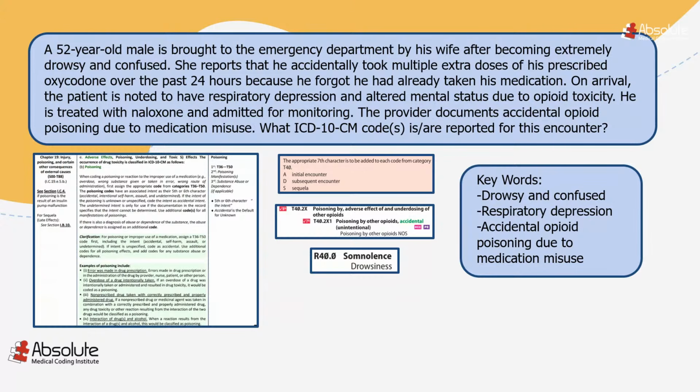So our other codes that we're going to include are going to be that drowsiness. That is code R40.0, the somnolence, which does account for drowsiness. And then we also are going to code for that respiratory depression. So we're going to also include R06.89, which is other abnormalities of breathing, which fits the category of that respiratory depression. And those are going to be our 2 poisoning manifestation codes. So that is why we're including those. And that is going to be our 3 codes that are going to be reported for this encounter.